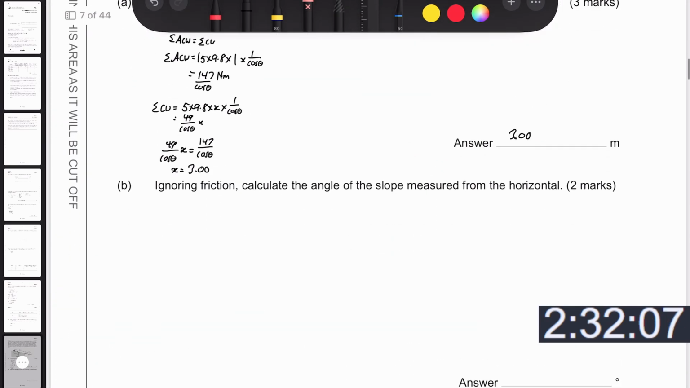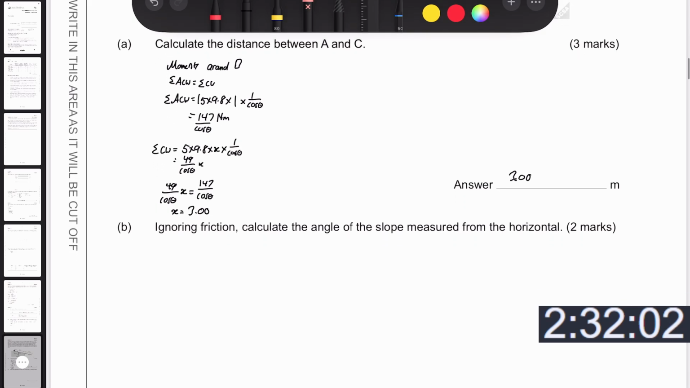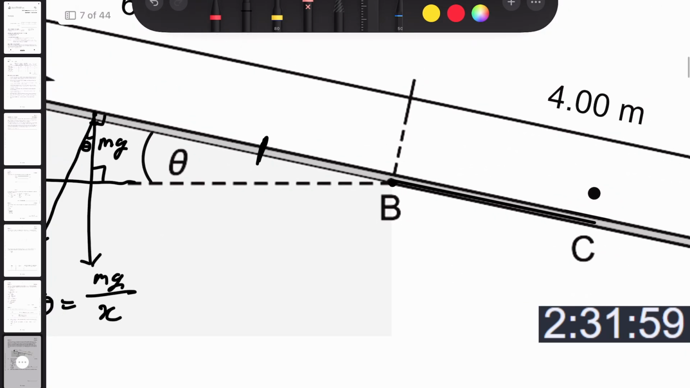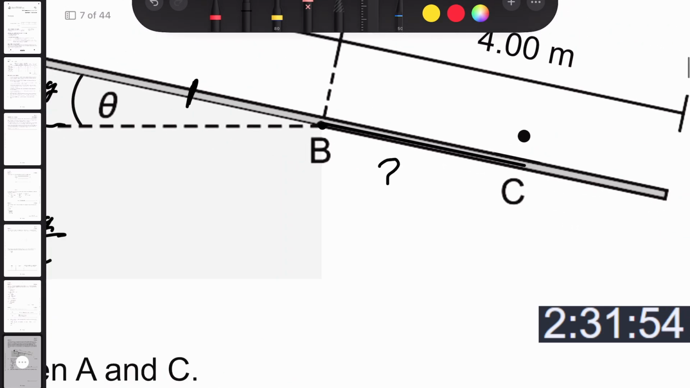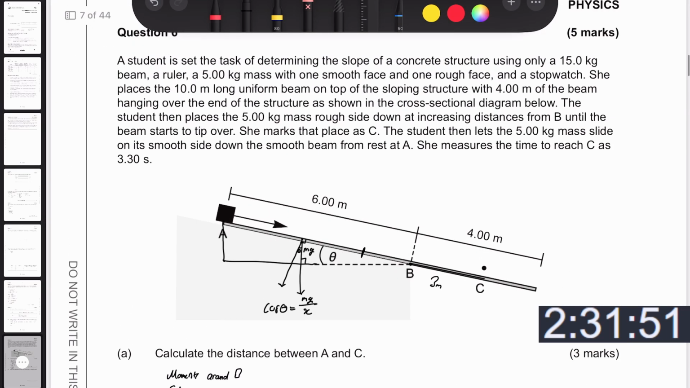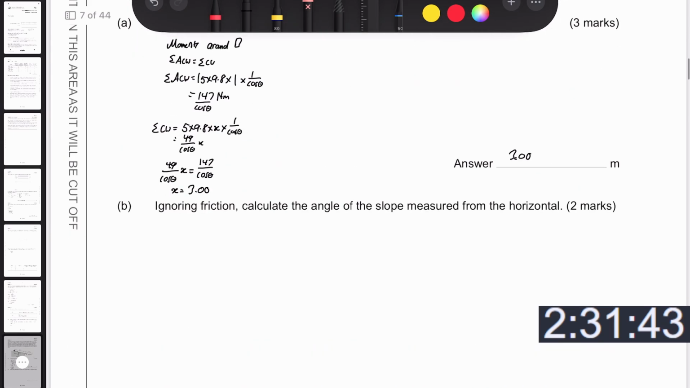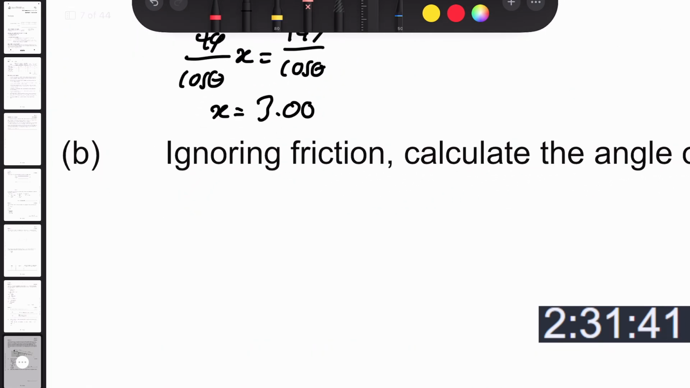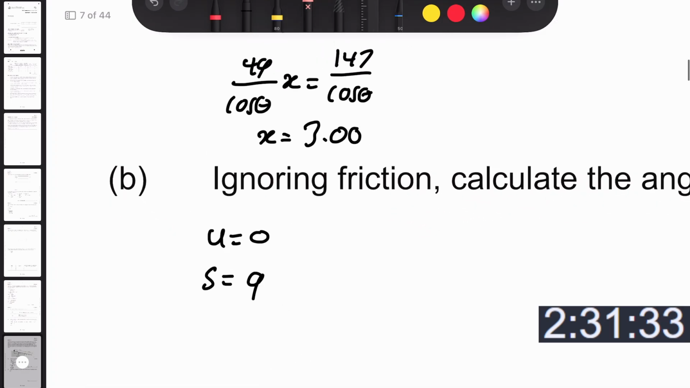Ignoring friction, calculate the angle of the slope measured from the horizontal. How am I going to do this? I don't understand how to do this. She measures the time to reach C as 3.3 seconds. Okay. So then u equals 0, s equals 9, t equals 3.3. Okay.